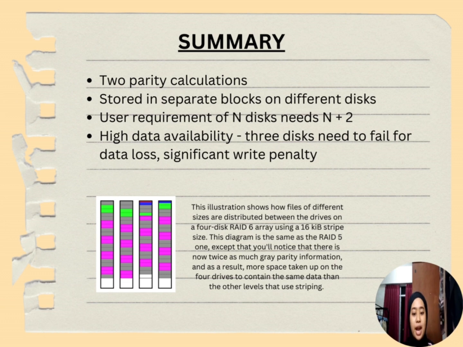The summary for RAID level 6 is 2 parity calculations, stored in separate blocks on different disks, user requirement of N disks needs N plus 2, high data availability, 3 disks need to fail for data loss, significant write penalty.